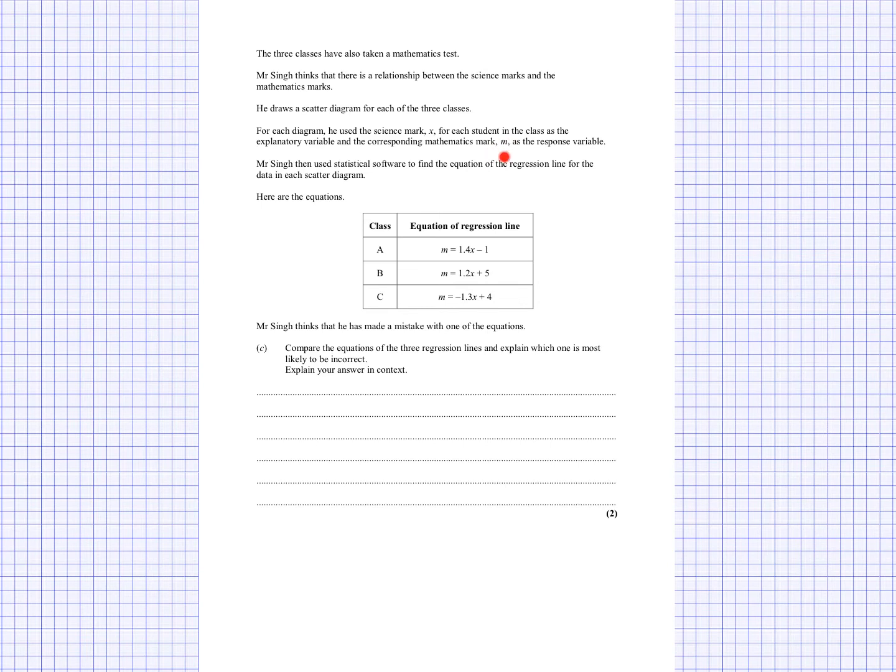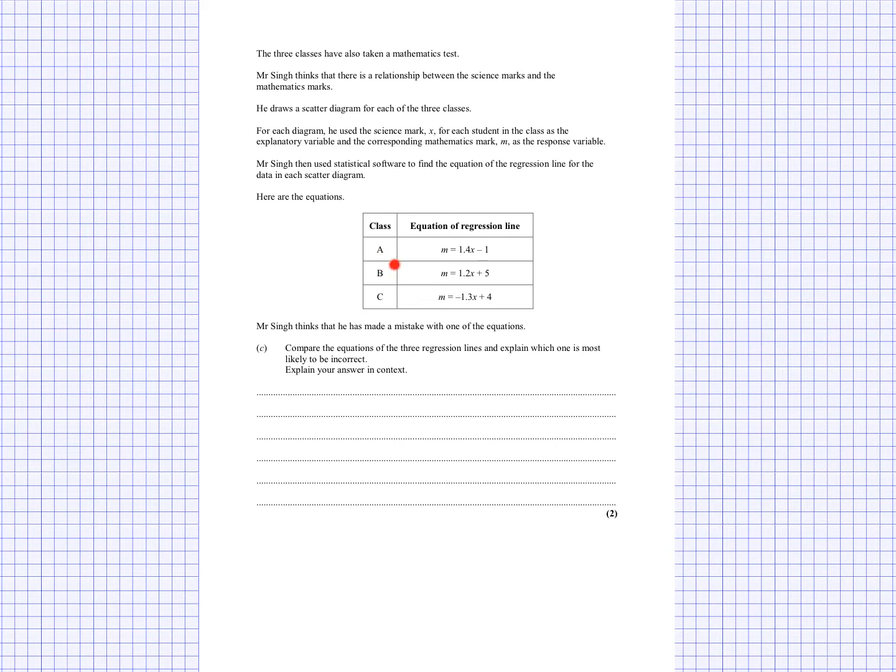Notice also the M is in place of a Y. Okay, so X and M axis. So we're going to have X along here, M going like this. Mr. Singh then used statistical software to find the equation of the regression line, or the equation of the line of best fit, for the data in each scatter diagram. Okay, so here are the equations. And for each class, we have it here.